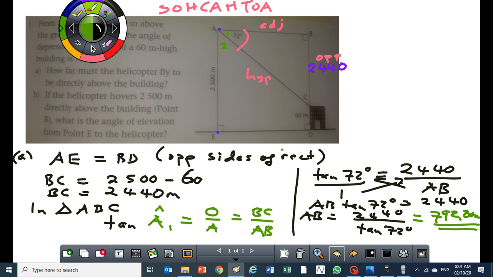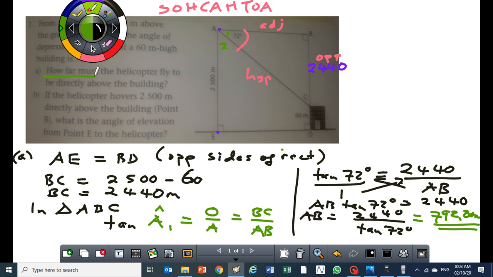Okay. All right, so it's 792.80 meters. So why can't you use half time? Because it was 1/3. The helicopter has traveled 792.8 meters to point B. Now it's right above the building, and the distance above the building is 2,440 meters. So it's right at the top there.